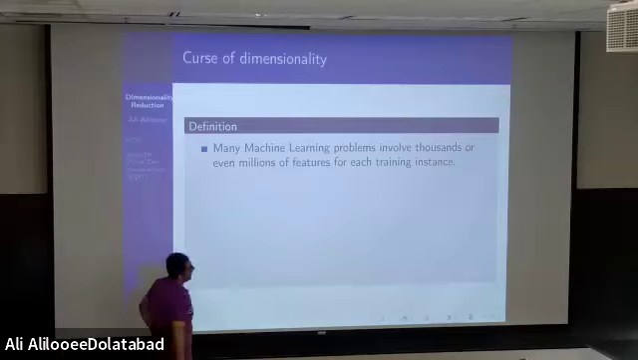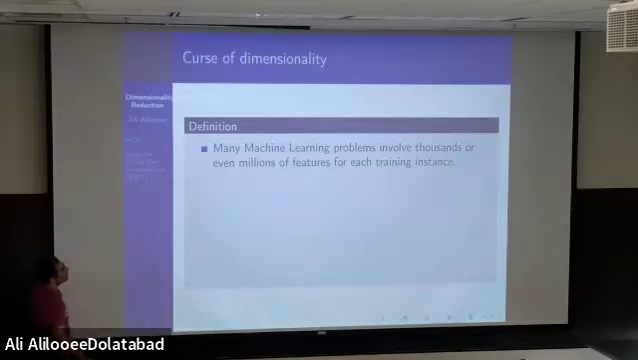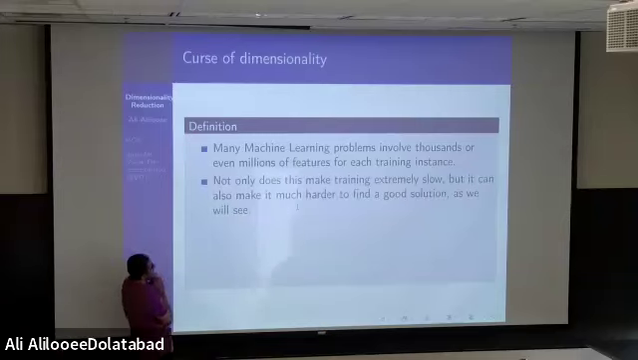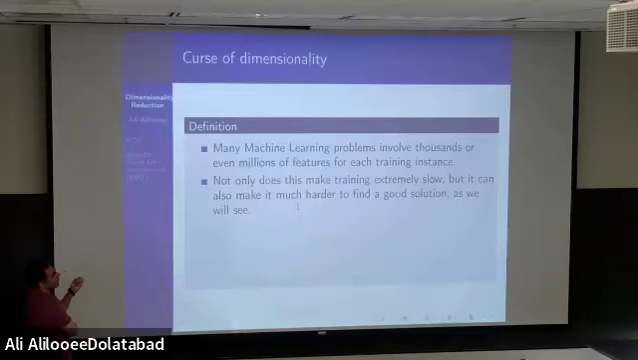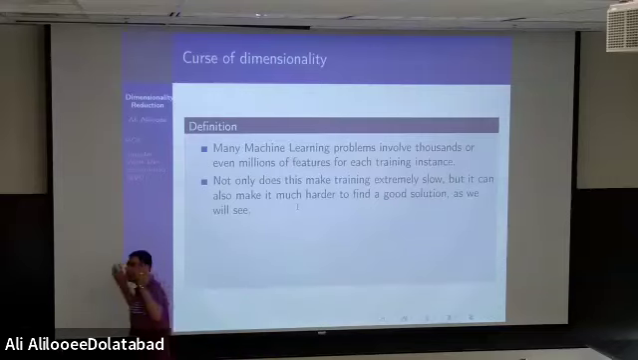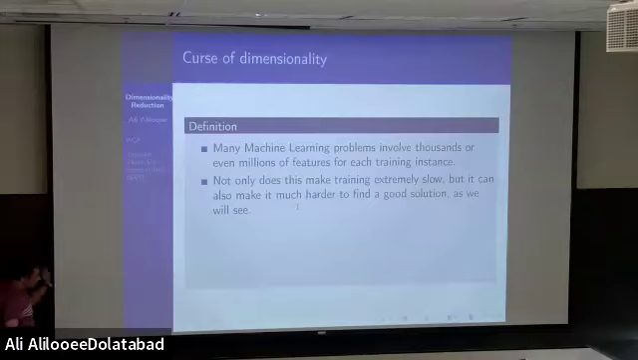Many machine learning problems involve thousands of, even millions of features for each training instance. Not only does this make training extremely slow, but it can also make it much harder to find a good solution, as we will see. It means that when you have a training data set which contains millions of features, some of them are helpful, some of them are not helpful, and if you consider all of them, you can have a very slow model. And it is possible that you do not reach a good solution.